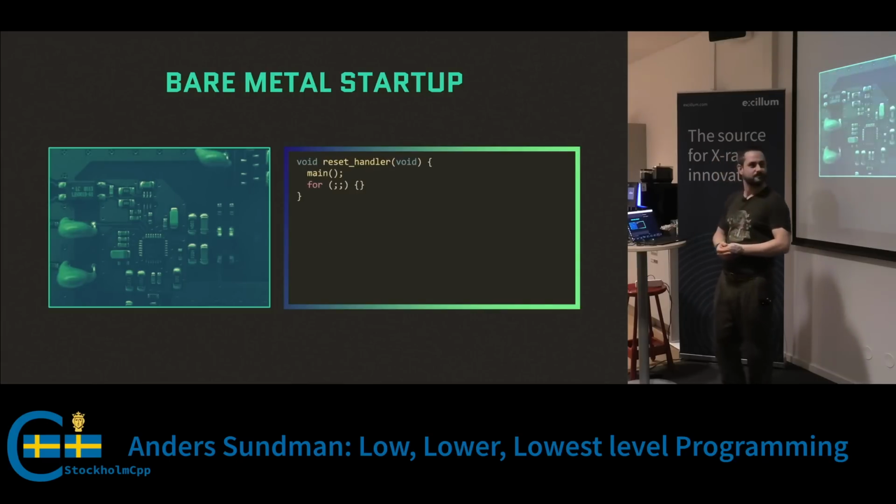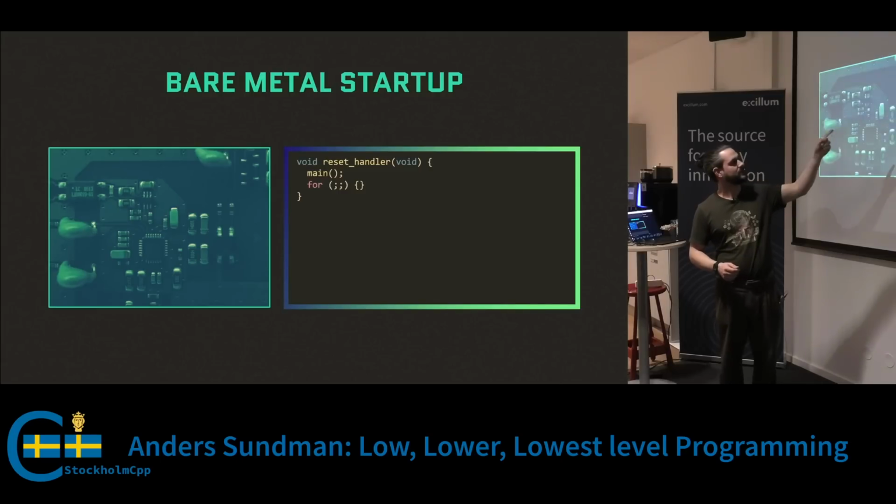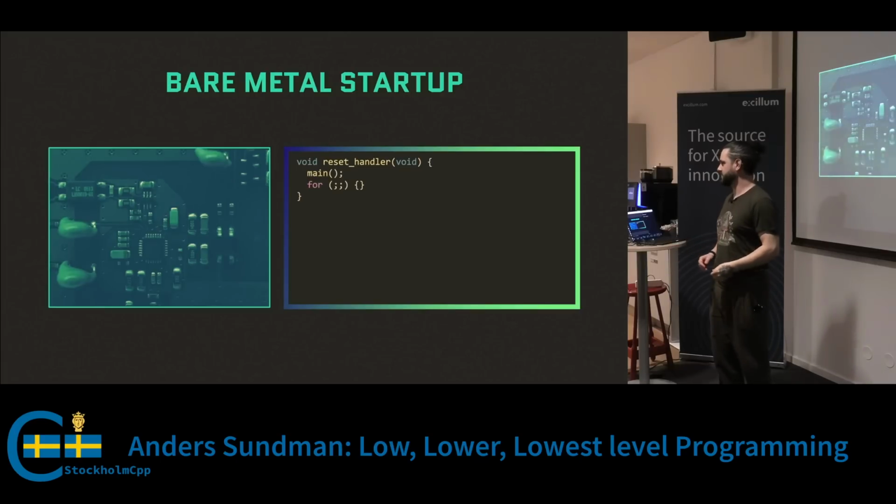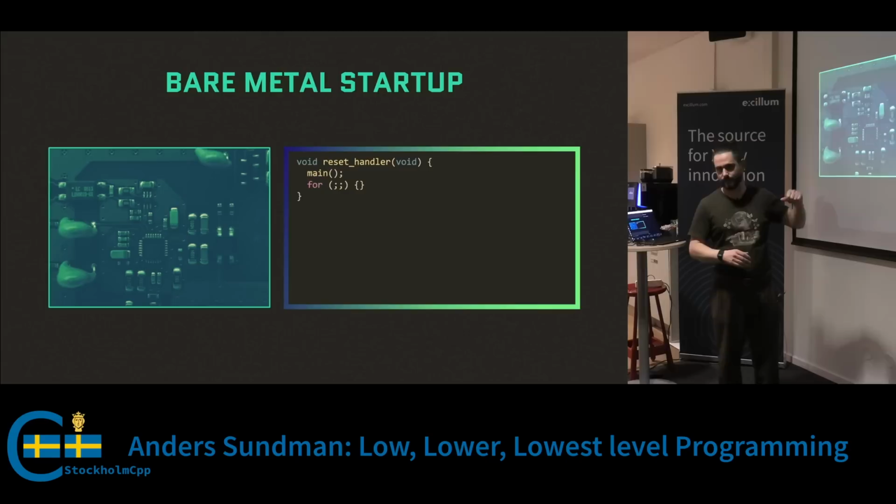So what we do is we use another level of indirection, right? That's the go-to for software engineering. We create a function. I'm calling it reset handler. It's a relatively common name. It's void, and it calls main, which is good. And then it just loops forever, as a safeguard.